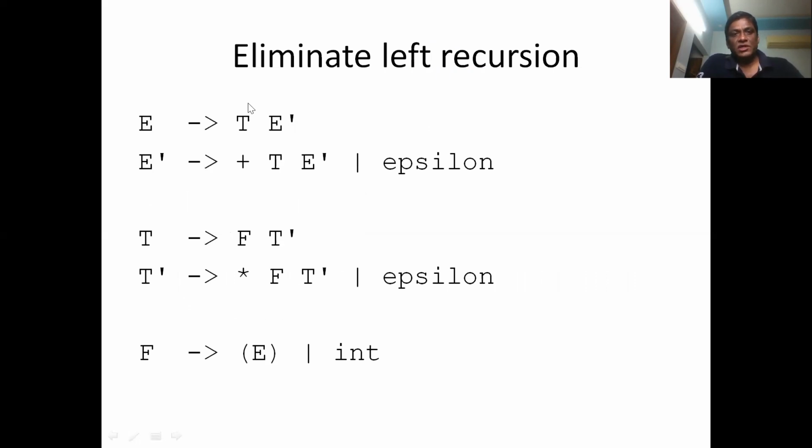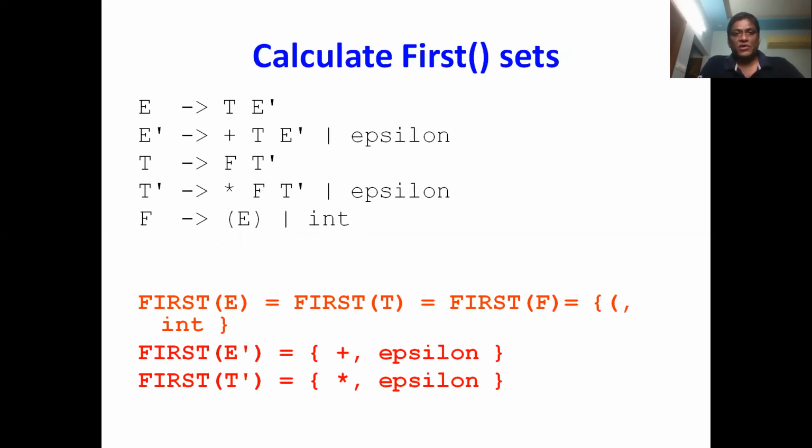Now if you see, there is no left factoring required here. There are no common prefixes over here. Therefore, the grammar does not require any left factoring. So now we are ready to calculate the first sets and follow sets on this grammar. This is the resultant grammar.